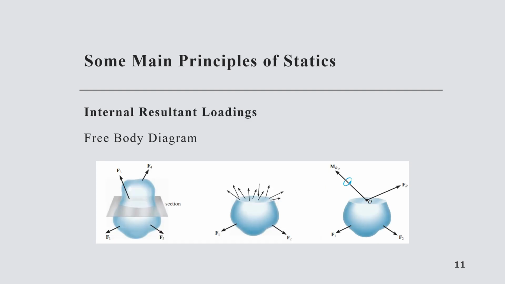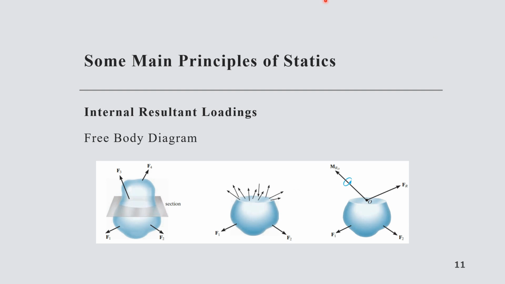Now we will study how we can determine the internal resultant loadings. Consider this three-dimensional body of arbitrary shape. Statics requires that the summation of the external forces, F1, F2, F3 and F4, should be 0. However, in strength of materials, we will go deeper. We need to determine that if a section is cut across the body, the internal forces acting on the exposed surfaces are enough to ensure the equilibrium of both the segments.